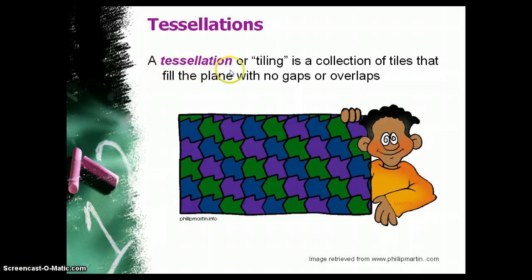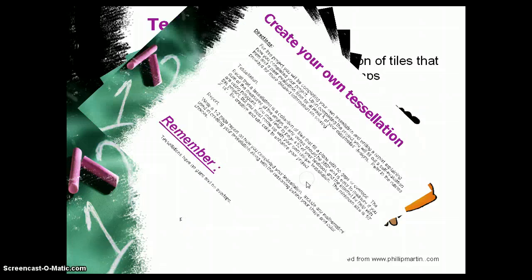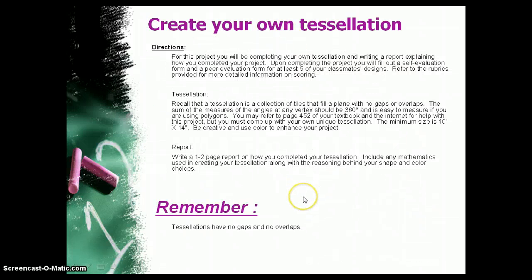A tessellation, or a tiling, is simply a collection of tiles that fill a plane with no gaps or overlaps. This is very important. So what are you going to do to create your own tessellation? I strongly suggest that you turn to page 452 of your textbook and possibly the internet for help with this project. Page 452 gives you step-by-step directions on how to create your own basic tessellation.